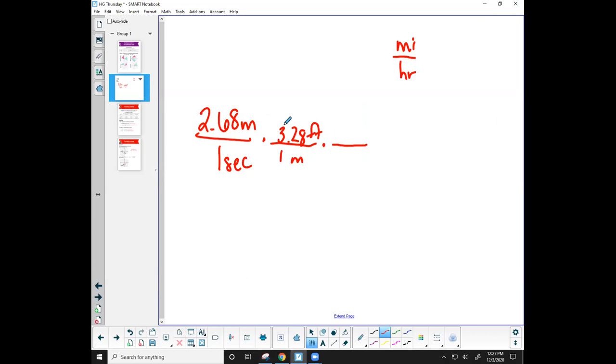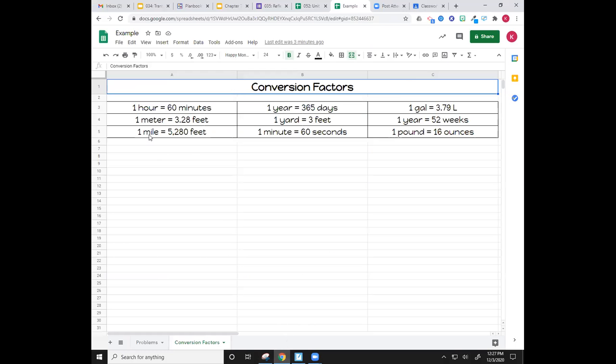All right, so now that means that my meters have canceled. So now I need to get feet to miles, right? So I know I'm gonna need feet in my denominator. I'm gonna need miles in my numerator. So again, looking at that conversion, we know 1 mile is 5,280 feet.